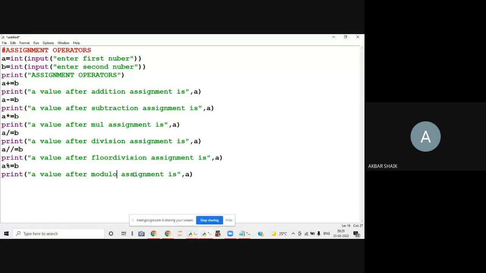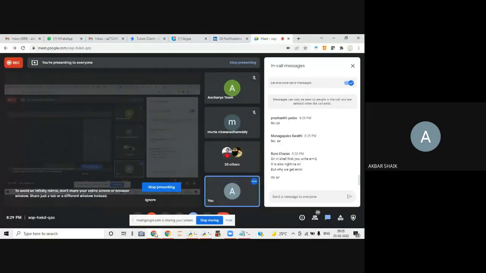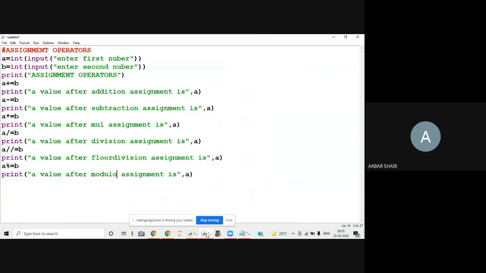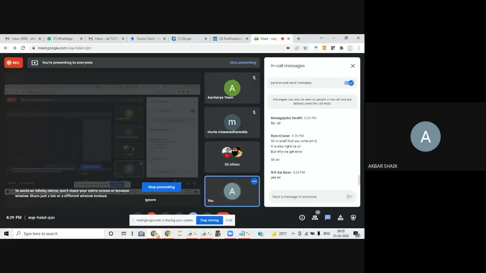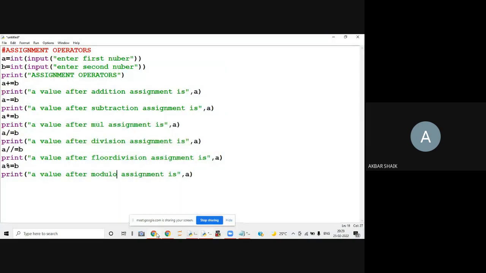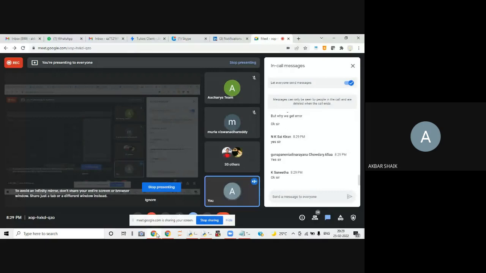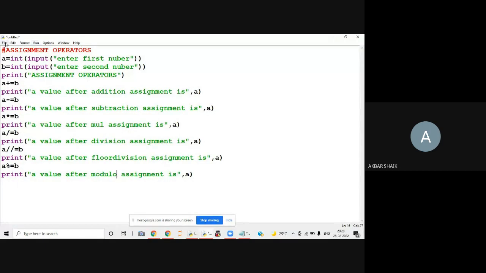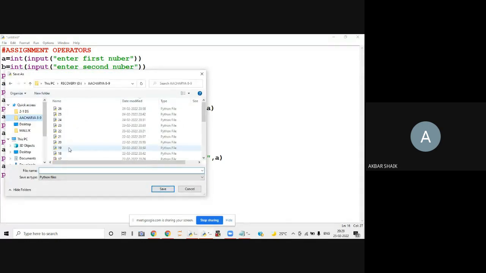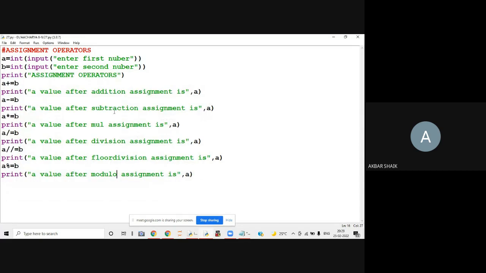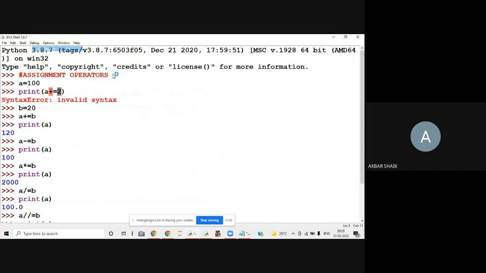Okay, I hope all of you understood this program. Please respond in the chat box. Did all of you understand this program? Any doubts? Okay, so now we'll see how this program will work. Please observe carefully. I'm saving this program, and now I'm running it.